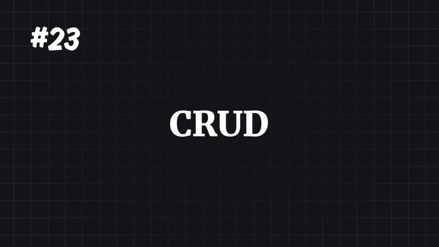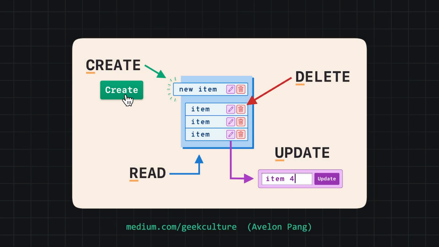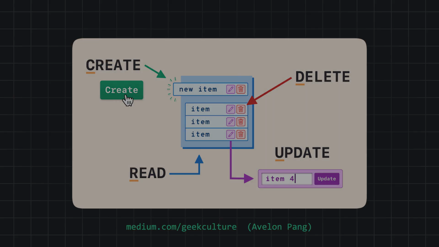CRUD stands for Create, Read, Update, and Delete, the four basic operations most software applications can perform. If you ever built a to-do list, a blog, or a user dashboard, you've made a CRUD app.